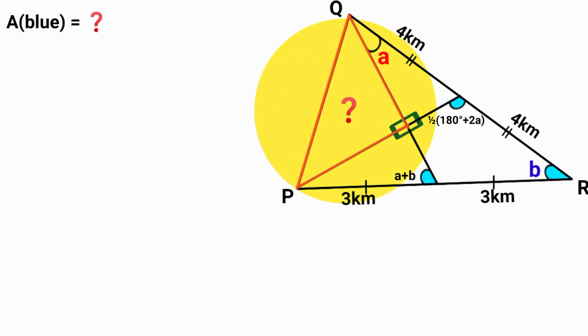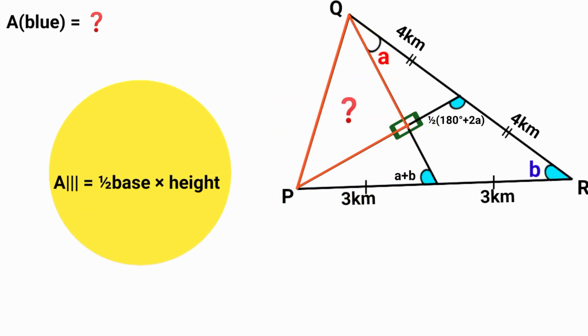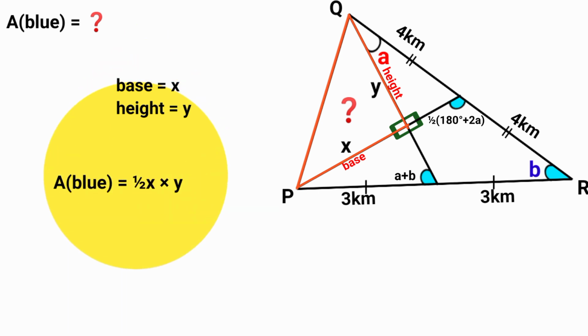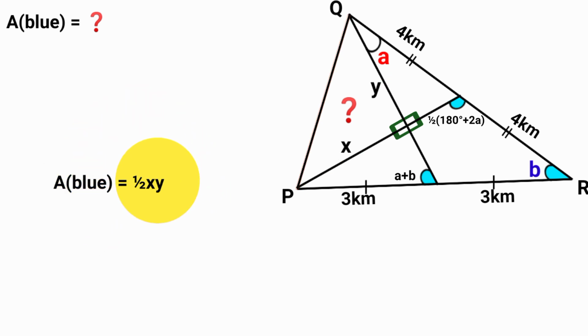Now back to this triangle in question. The formula for calculating the area of a triangle is 1/2 base times height. We can see this triangle is a right angle triangle. When calculating the area of a right angle triangle, the perpendicular sides can be taken as the base and the height. That is, if we take this side as the base, let's say x, this side must be the height, let's call it y. So base equal to x and height equal to y. Substituting here, blue area equal to 1/2 x times y. 1/2 x times y is 1/2 xy.